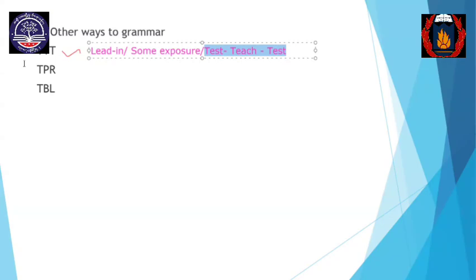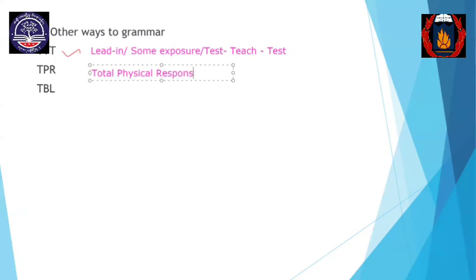TPR is mostly used when we teach instructions. TPR is a very useful way: go and close the door, or stand and sit down, switch off the light, turn on all machines, turn on the light. As soon as the teacher gives the instruction, the students go and do the action. So it's like total physical response, TPR. And TBL is task-based learning. We give them a task first. This is task-based learning.